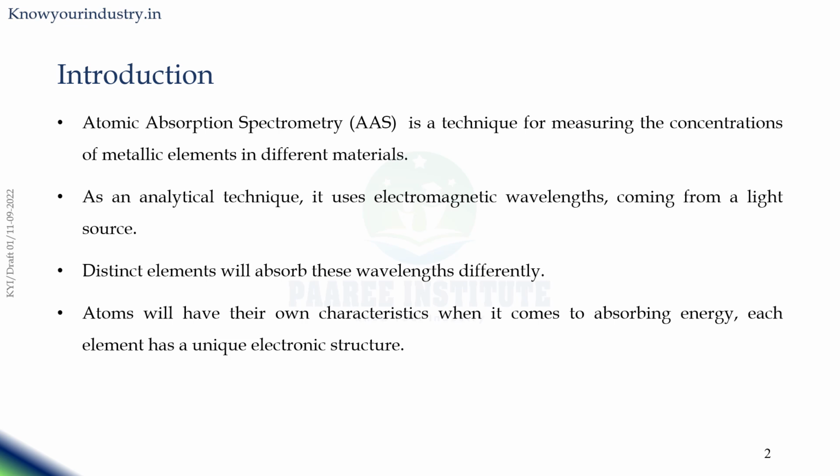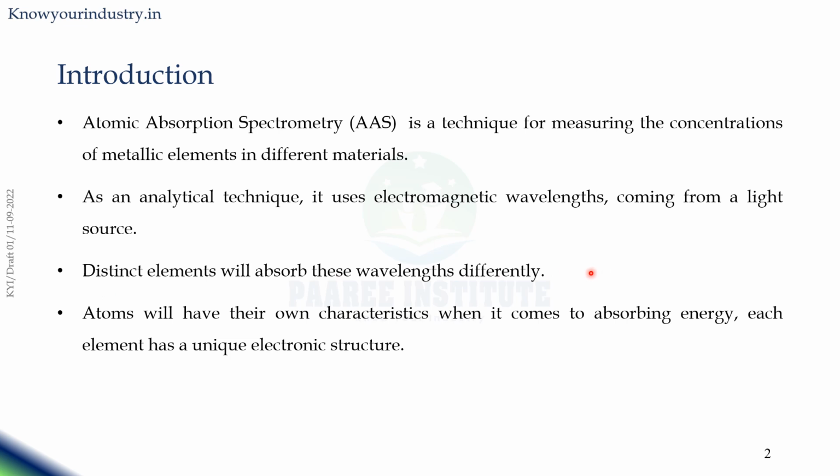Atomic absorption spectrometry, AAS, is a technique for measuring the concentration of metallic elements in different materials. So basically the application of AAS is confined to elemental impurity analysis or elements analysis. Metallic elements are generally analyzed through this particular method. As an analytic technique, it uses electromagnetic wavelengths, similar to the IR, coming from a light source. Distinct elements will absorb these wavelengths differently. That is the basic principle behind this AAS technique.